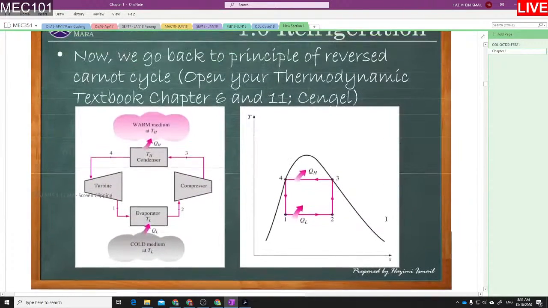Okay, maybe most of you are familiar with this figure, the thermodynamic cycle. Of course, you have faced this one in your thermodynamics. The cycle which we have evaporator, compressor, condenser, turbine, because this is the Carnot cycle, the basic Carnot cycle.